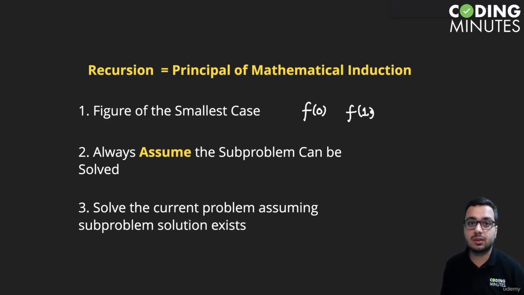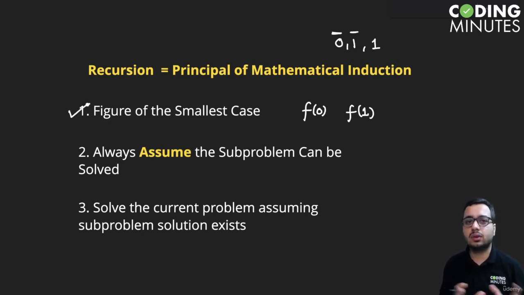For example, in case of factorial, the smallest case is 0 factorial, that is 1. In case of Fibonacci, there would be two smallest cases, because to build the Fibonacci series we need two initial values, 0 and 1. Only then can we build the next value. We will look at this later on as well. The first step is always to figure out the smallest case.